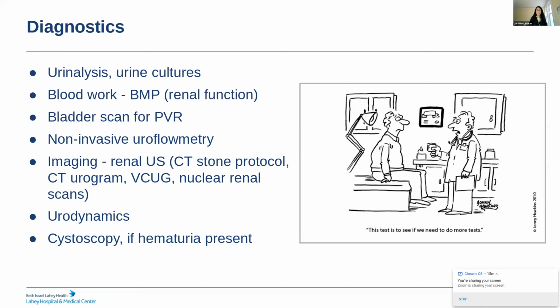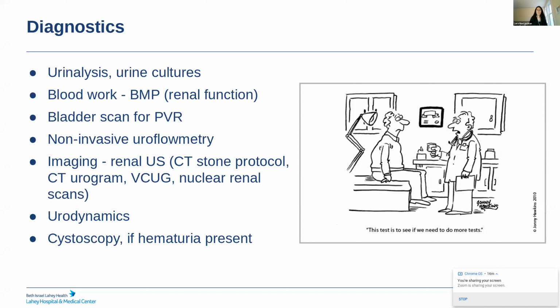And as far as imaging, a renal ultrasound is probably a good place to start for most neurogenic bladder patients to assess their upper tract. That being said, if something's picked up on that, say you see large kidney stones, you may then need to follow that up with a CT stone protocol to further assess those. If you saw hydronephrosis in the absence of any stones, you may need a CT urogram to assess that, or even a VCUG to look for reflux. And then if you saw a lot of scarring or atrophy of the kidney, you may consider nuclear renal scans to look at the split function of the kidney.